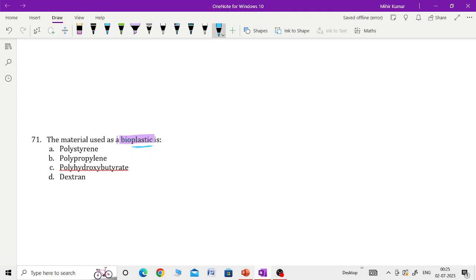But when we talk about bioplastic, it is a compound which is used as a plastic but whose origin is an organism. It is a biodegradable compound, and it is produced by bacteria and archaea. It is polyhydroxybutyrate.